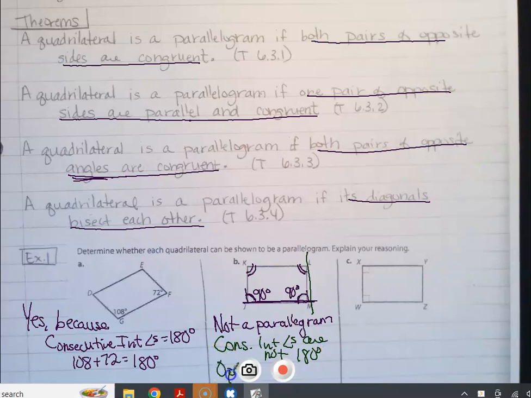Or we could say opposite angles aren't congruent is another one we could talk about. I don't think I can write over this. Oh, I can. Opposite angles are not congruent. I didn't want to hit my record button and make it stop. Okay.